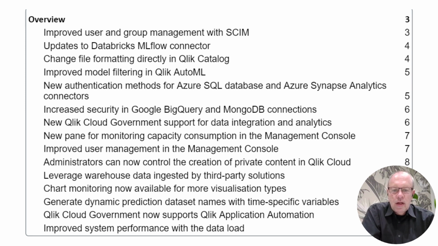Chart monitoring is available. What that does, it puts it into your catalog. You can have a particular chart you want to see regularly, and you can have that spread up in your catalog space. I'll show you an example of that. You can add dataset names with time-specific variables when you're generating stuff for AutoML.